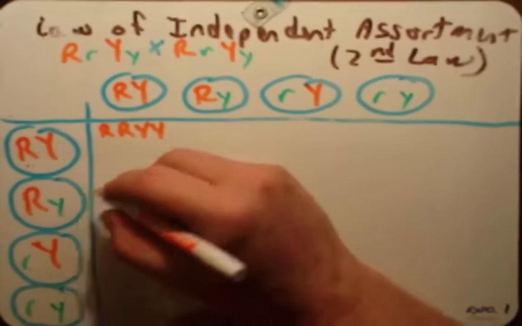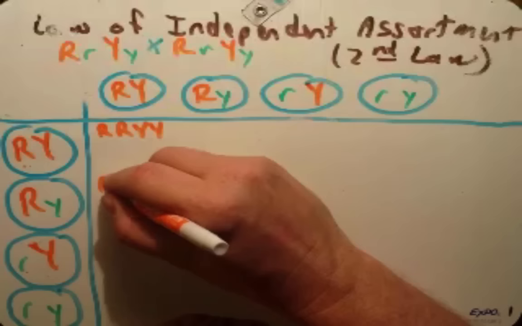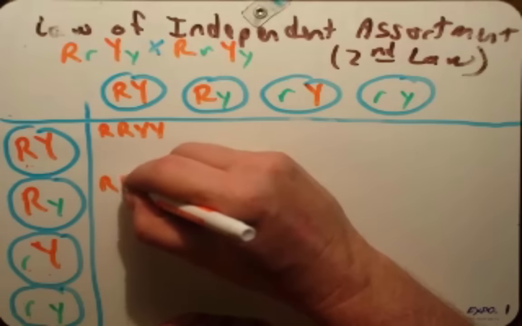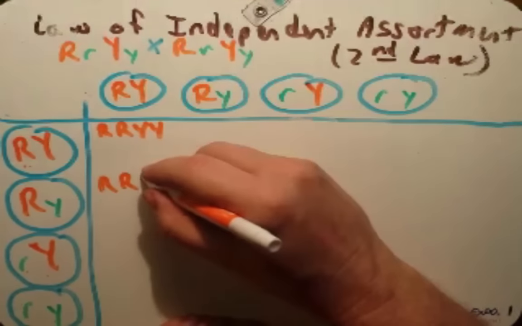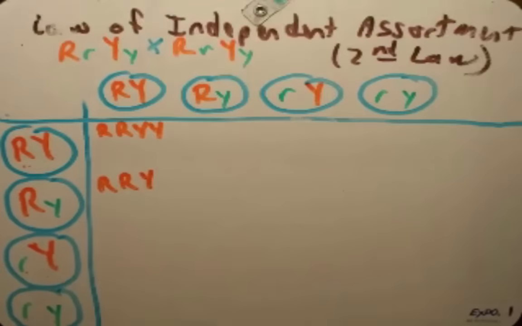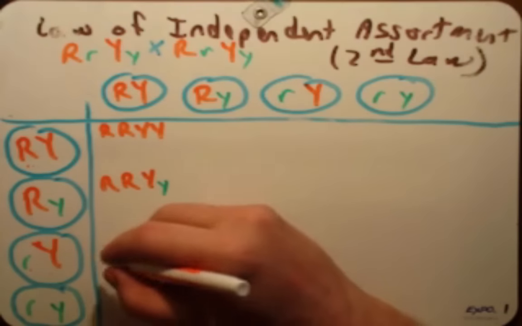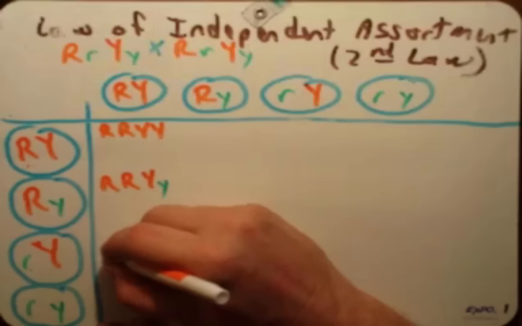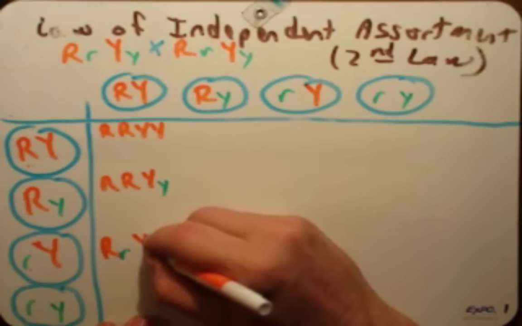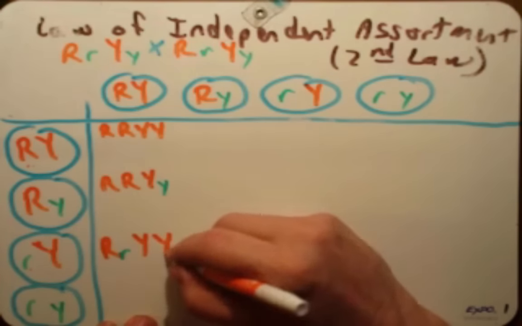Then we're going to have a big R from here and a big R from here, and we're going to have a big Y and a little y. And on here we're going to have a little r from here and a big R from over here, and we're going to have big Y and big Y from both of these parents.